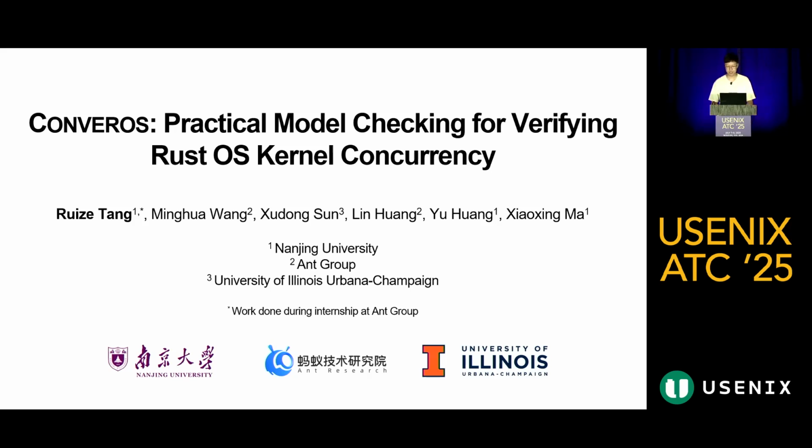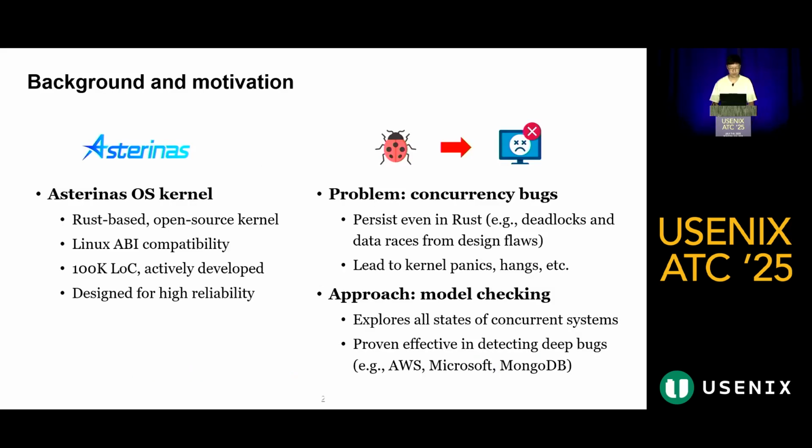Today I will be presenting our work, Converos, which focuses on practical model checking for verifying Rust OS kernel concurrency modules. This work was done during my internship at Ant Group. Our work centers on ASTERINAS, a Rust-based Linux-compatible open-source kernel that is actively maintained and has grown to over 100,000 lines of code. It is designed with a focus on high reliability.